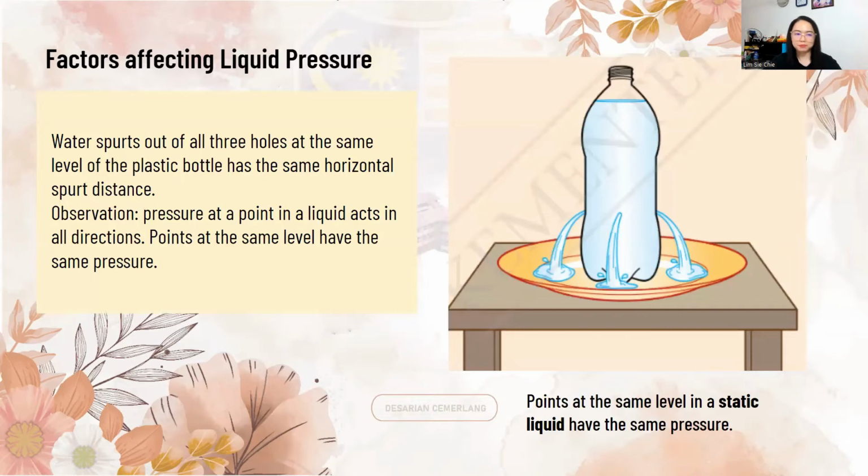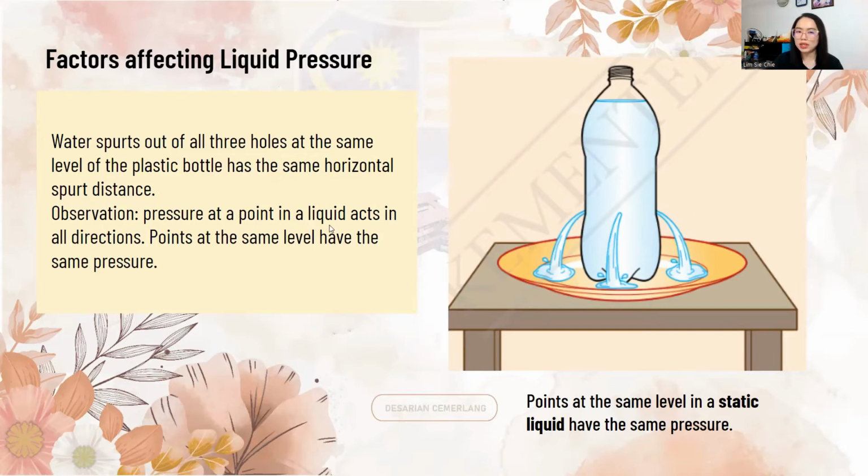All right, now, another one. Water spurts out of all three holes at the same level. The plastic bottle has the same horizontal spurt distance. Now, this is the water bottle. The first example that I mentioned just now was a plastic water bottle with 3 holes poked at different levels. Now, let's say I have a plastic bottle filled with water and I poke the 3 holes at the same level. What happens here is all 3 holes will have the same horizontal spurt distance. It means that when the water spurts out, their distances are the same. So this is what you observe.